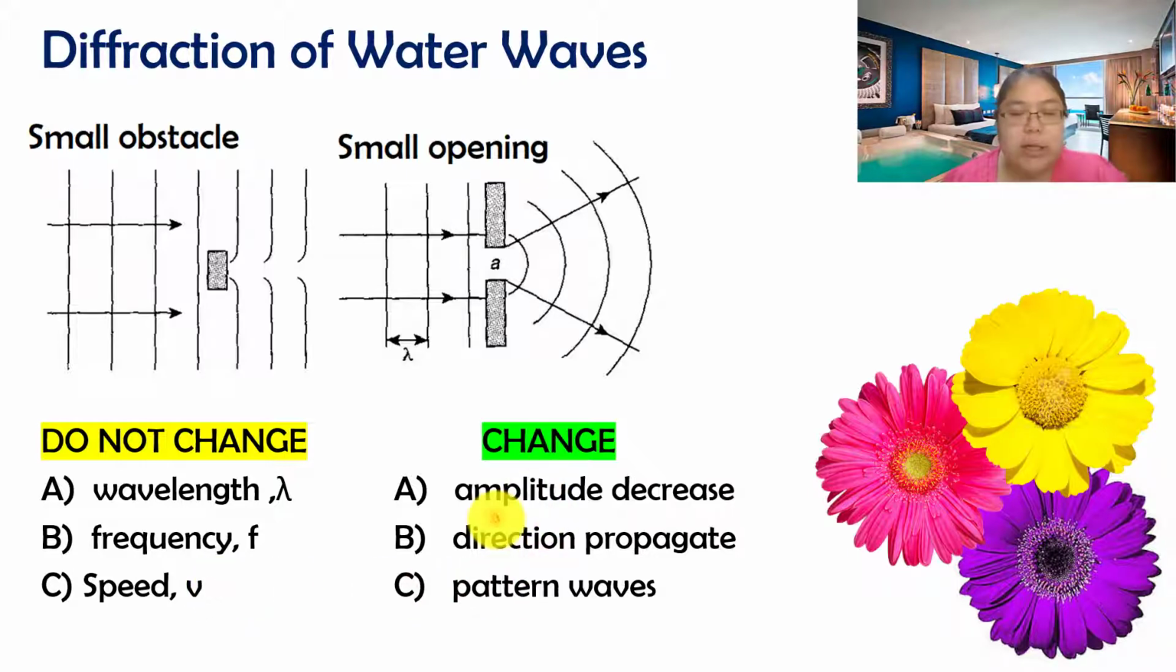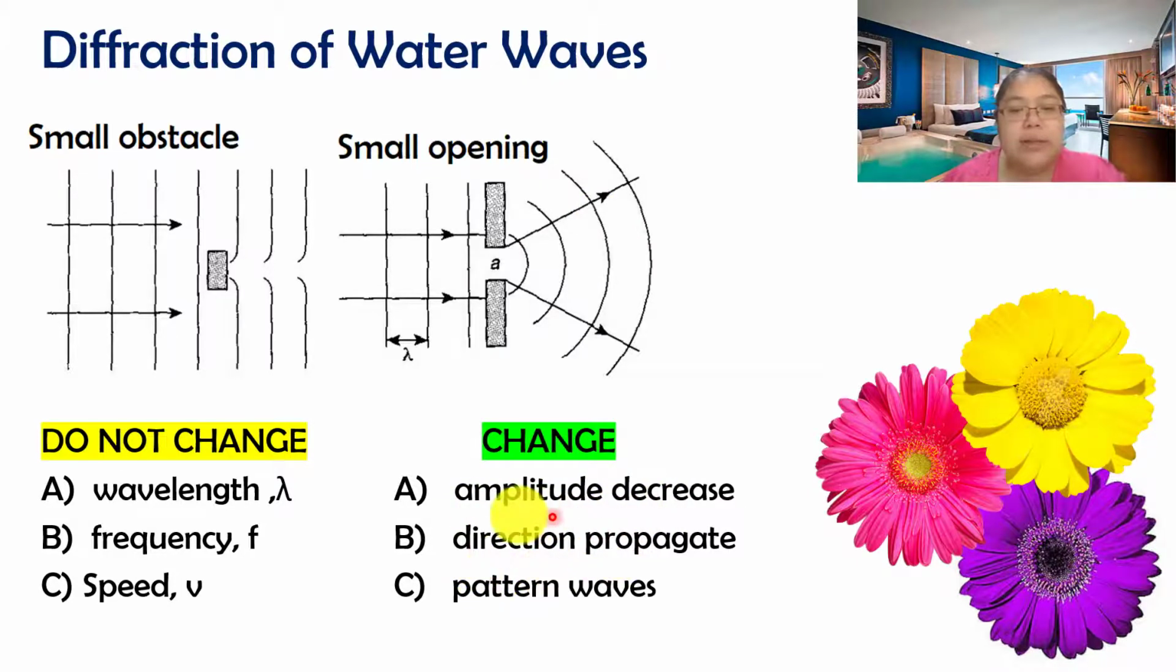Okay, what should change? First one is the amplitude decreases. For amplitude, we can say there is energy. Because they pass through the opening, they spread out, which means the energy is lost. So if the energy is lost, we can say the amplitude is lost also. So from here, we can say amplitude decreases.